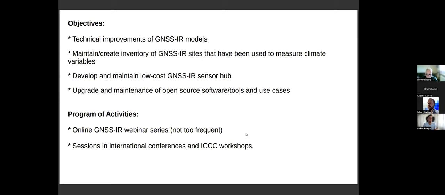Our working group has seven objectives, and we are particularly interested in collaborating on technical improvement of GNSS-IR models and maintaining and creating inventories of sites that have been or are being used to measure climate variables. We are also interested in increasing attention on low-cost sensors, which is one of our focus objectives. We also aim to upgrade and maintain software while developing use cases in climate application.